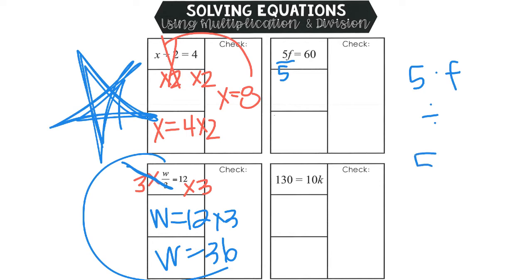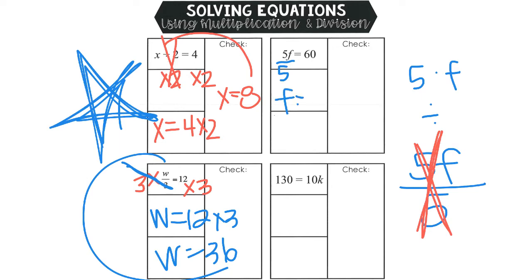I'm going to draw, there's my 5f, and I'm going to draw a fraction line and put a 5 below. When I do that, what I know is that both 5s cancel each other out, and all I'm left with is f all by itself on the left. I still have to take 60 and divide it by 5. So I'm left with 60 divided by 5, and I know that 60 divided by 5 is 12.